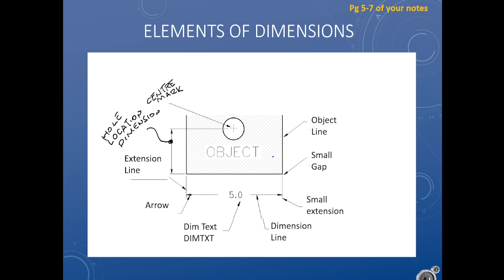How important are the small gaps? Well, there's a whole rule about that. This small gap is very important. They reduce confusion because then it's much harder for us to mistake an extension line for an object line. That gap gives us a visual break so we know for sure they're not the same thing.